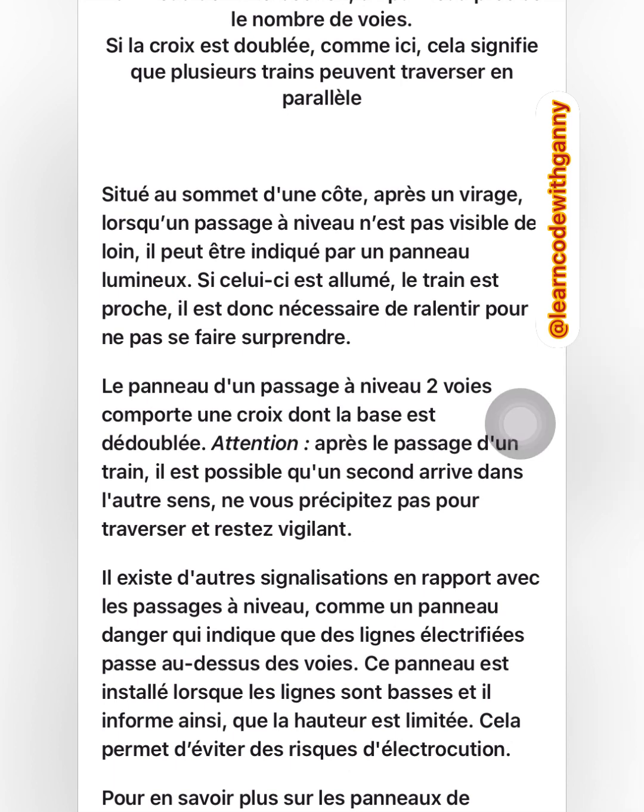We go on. Located on the top of a hill or after a turn, when a level crossing is not visible from a distance, it can be indicated by a light panel. If it is on, the train is close. So it is necessary to slow down so as not to be surprised. Okay. When you see any sign that shows that there is a railway there, just take note. Don't be surprised. That's why a driver has to be very vigilant.